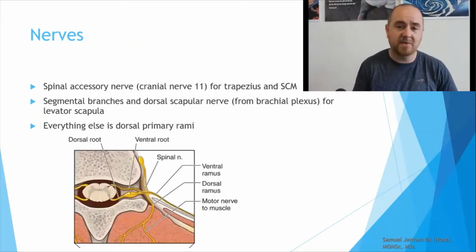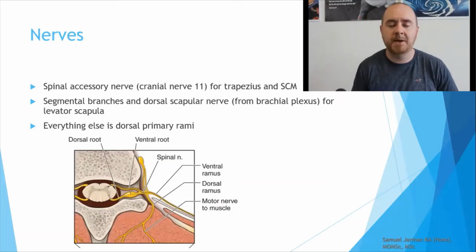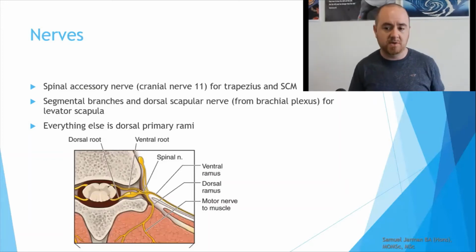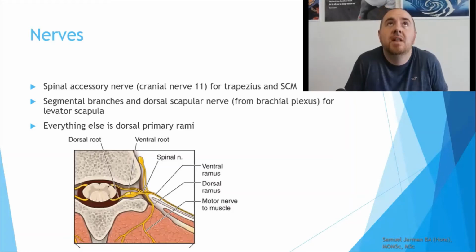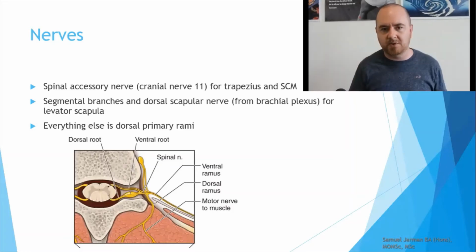Now, as far as nerves are concerned, you're going to think about the spinal accessory nerve for the SCM, so head extension, right? And you're going to think about the spinal accessory nerve for the trapezius, or essentially head and neck extension, as well as shrugging the shoulders. So that's the spinal accessory nerve. Very superficially, if somebody were to do this and this, right? So they kind of went like that. That's the full spinal accessory nerve in all its functions.